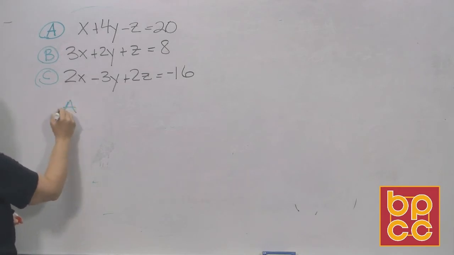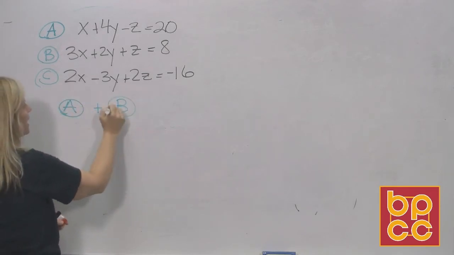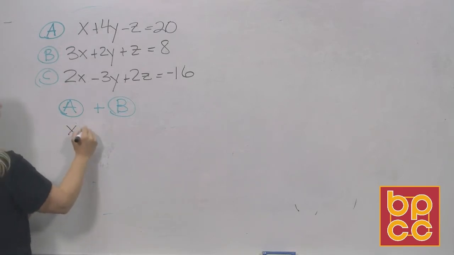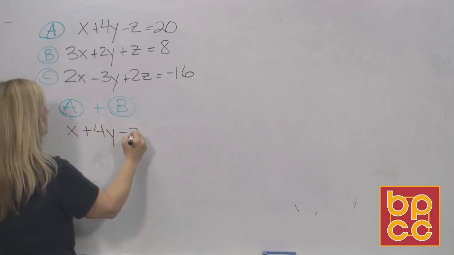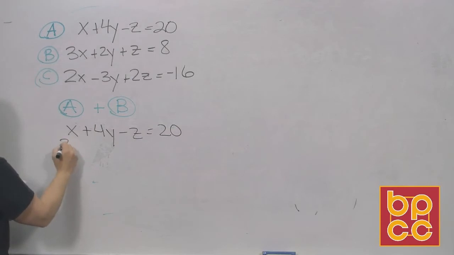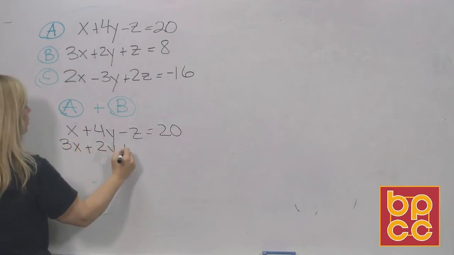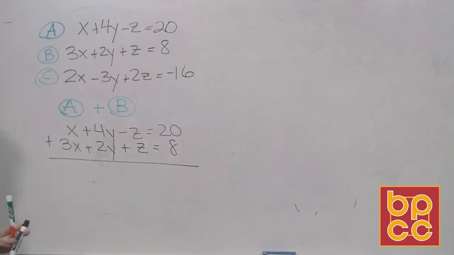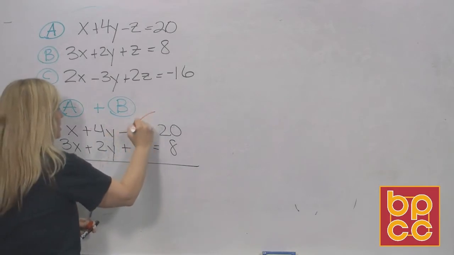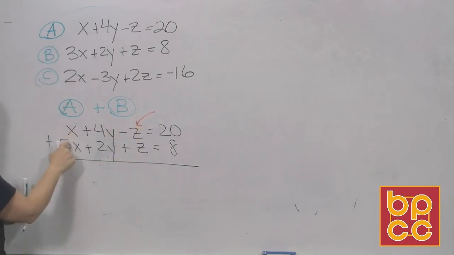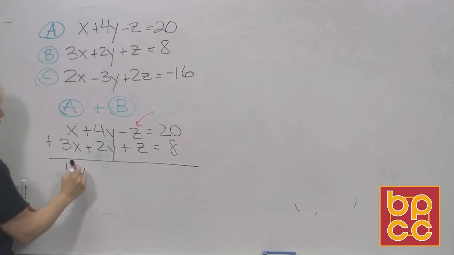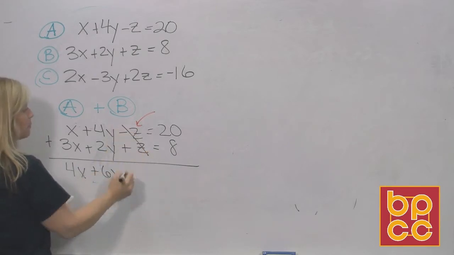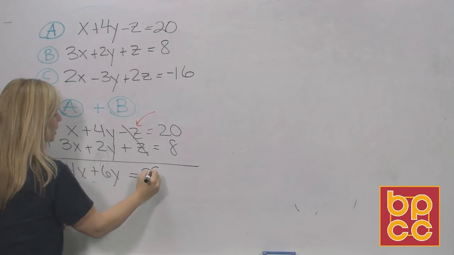So we're going to take equation A and add it to equation B. And I'm writing it down so I know what I'm doing. So the first thing I'm going to do is copy them correctly. x plus 4y minus z equals 20. 3x plus 2y plus z equals 8. Because you already have your additive inverse, your opposite, you know that these are opposites, we'll go ahead and add. x and 3x is 4x. 4y plus 2y is 6y. Negative z and positive z make 0. 20 and 8 is 28.